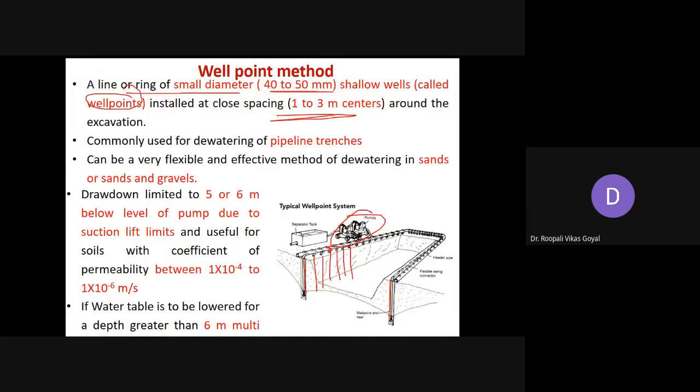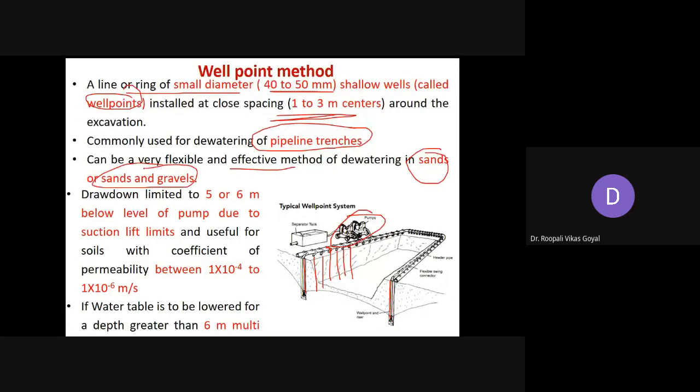Generally they are adopted where you have to work in one line, that is for pipeline trenches. एक लाइन में आपको काम करना है. So for a pipeline, the trench will go continuously in a linear direction. In that case, a number of such well points you can install at a close spacing of 1 to 3 meter, and they can be connected with the pump. So it can be a very flexible and effective method of dewatering in sand, particularly जहाँ पे sand है या sand and gravel का mixture है. Okay, so वहाँ पे you can effectively use this well point method.